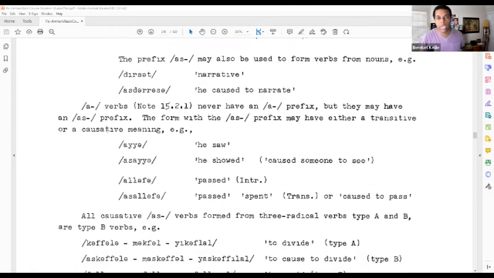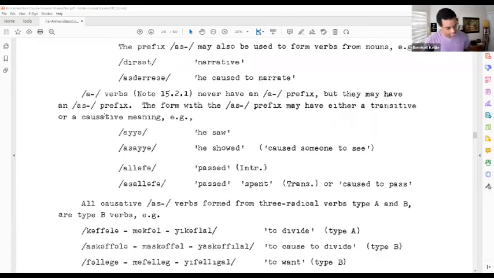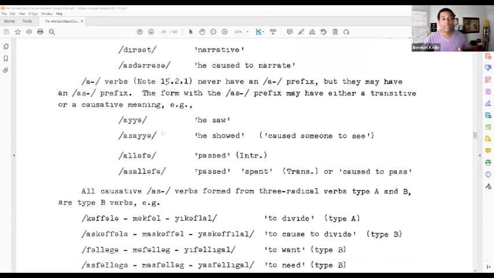Another thing to note here as well is that these verbs never have an a prefix. They may have an as prefix, which can be causative or transitive. So you have aya, which is he saw. You have asaya, which is he showed, he caused someone to see, essentially.